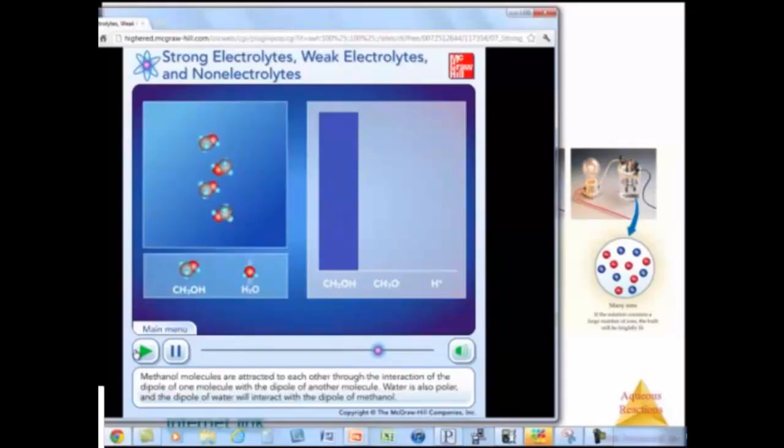Methanol molecules are attracted to each other through the interaction of the dipole of one molecule with the dipole of another molecule. Water is also polar, and the dipole of water will interact with the dipole of methanol. These particular dipole-dipole attractions are called hydrogen bonds. The attractions between water molecules and the methanol molecule will break the attractions between methanol molecules, causing methanol to dissolve in water. Note that upon dissolving, the covalent methanol molecules remain intact. Compare this to the dissolution of an ionic compound such as sodium chloride, NaCl, which breaks apart into its component ions in water.